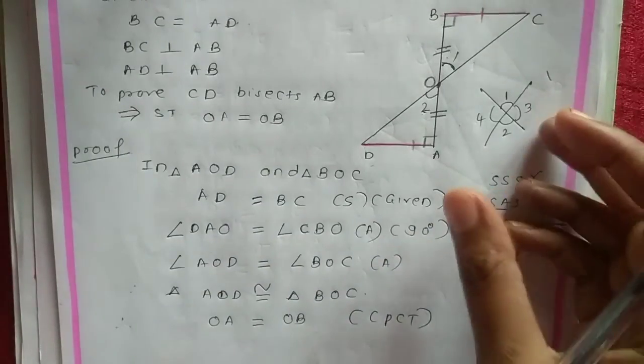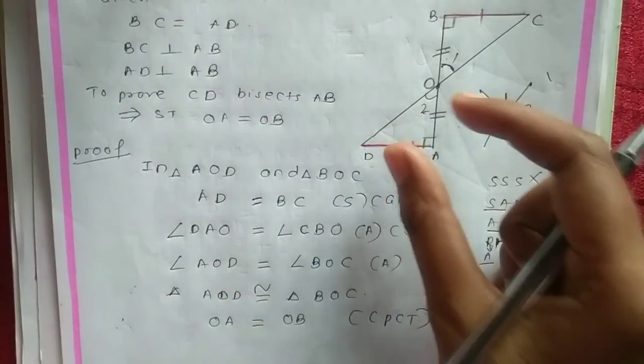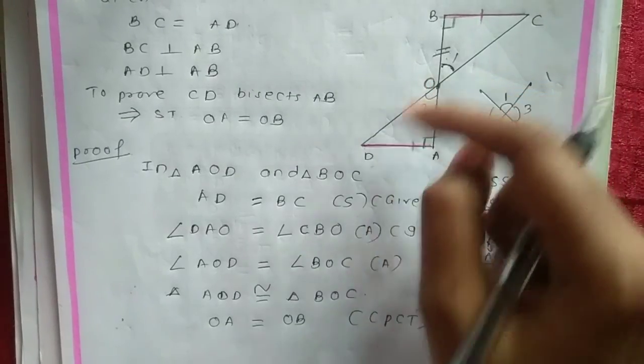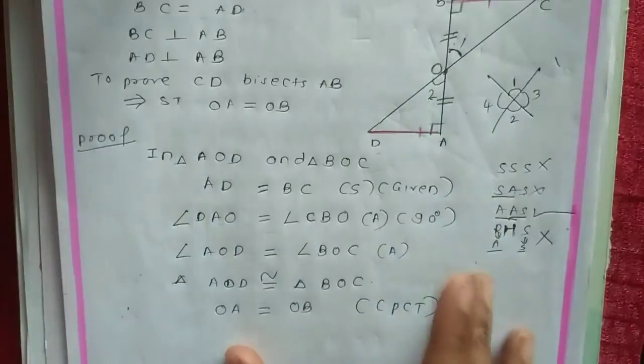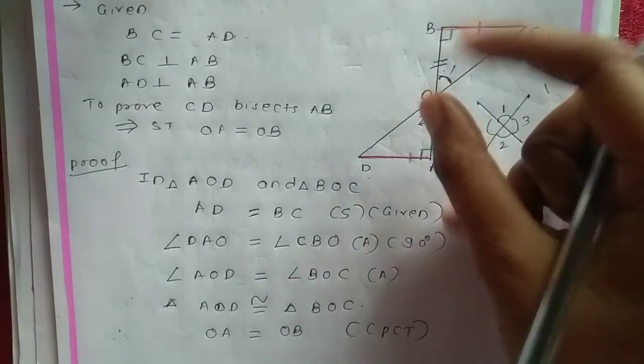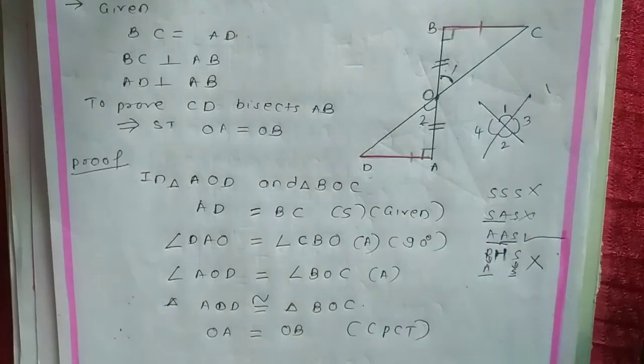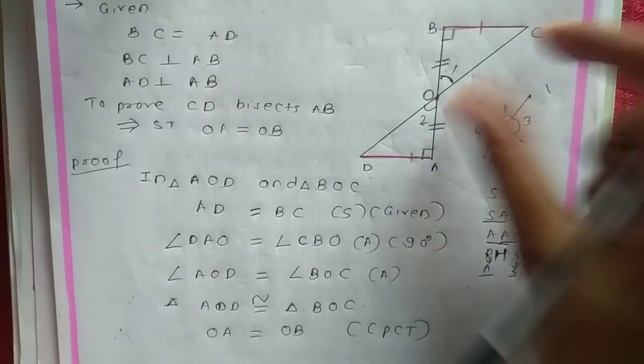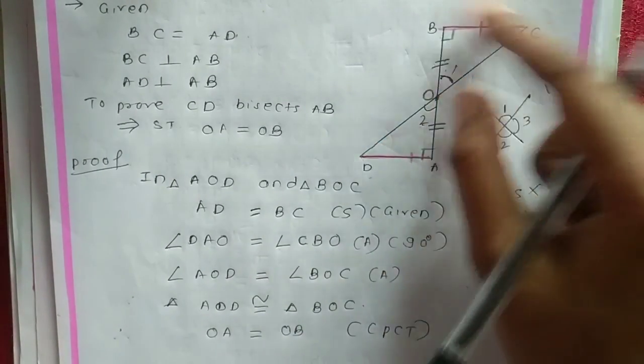Now if it is asked in the exam that also prove that OD equals OC, same you have to do. You have to prove these two are the congruent triangles, then corresponding parts. Like how we proved OA equals OB, like that you can write OD equals OC. Why? Because these two are the equal parts of congruent triangles.